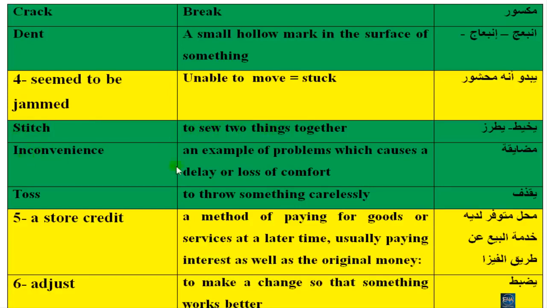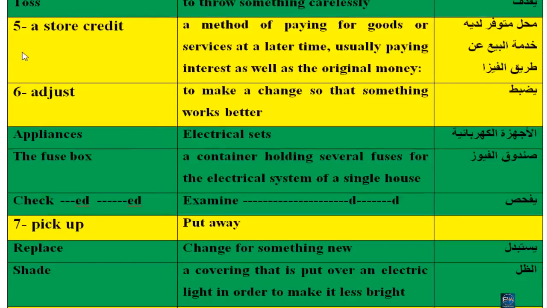Inconvenience, an example of problems which causes a delay or loss of comfort. Toss, to throw something carelessly. 5. Words of exercise number 5.